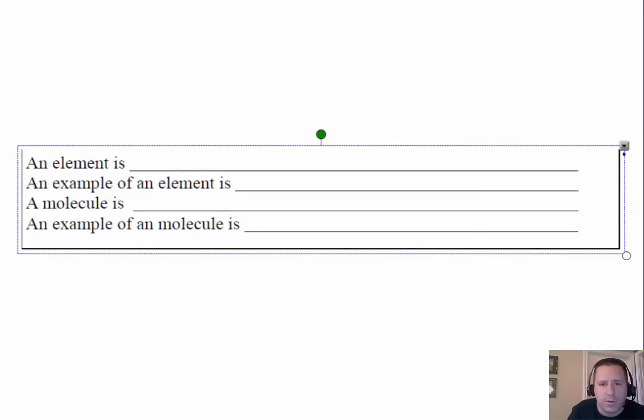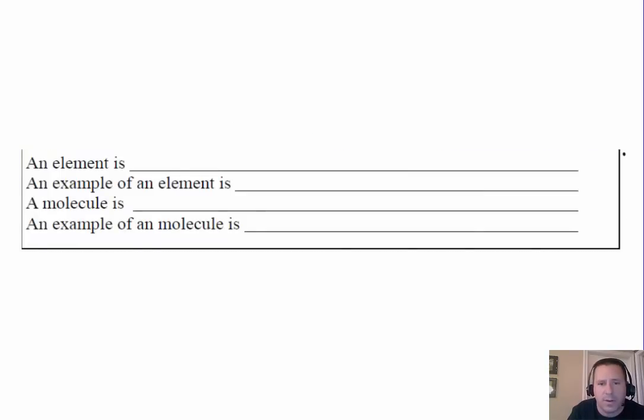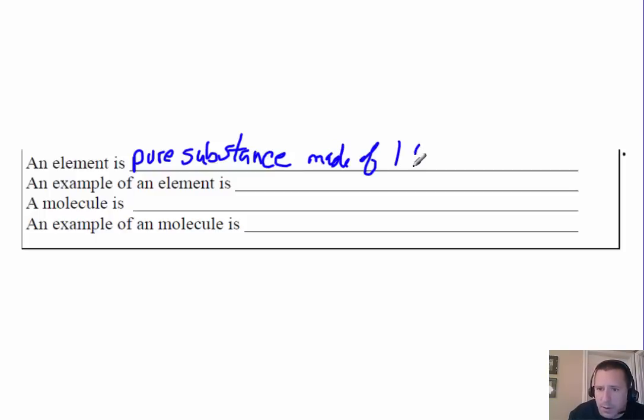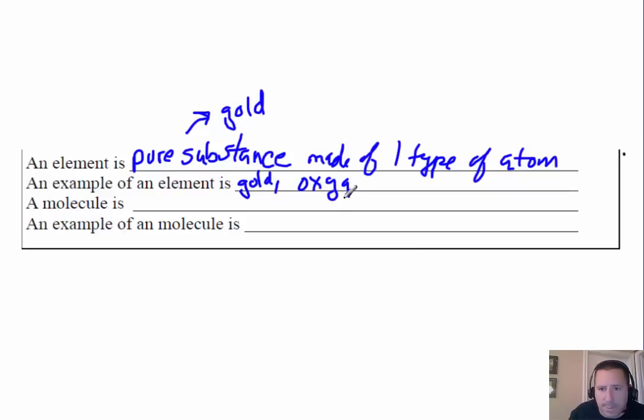All right, first thing we want to do is define what is an element and what is a molecule. An element is a pure substance. And what does a pure substance mean? That means it's made of one type of atom. So, for example, we may be talking about just gold. So an example of an element would be pure gold or pure oxygen. All right, as long as it's just one type of atom, pure hydrogen.